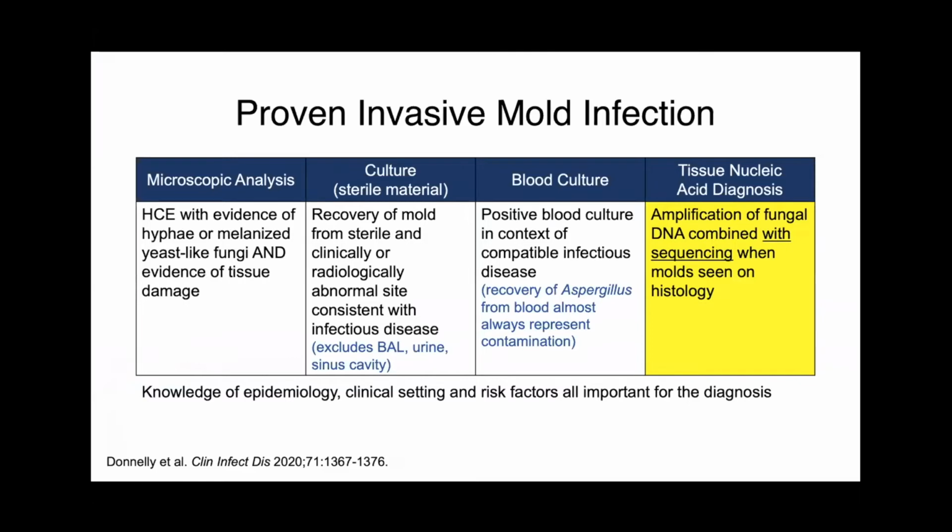Now, here are the EORTC, MSGERC criteria for proven disease by invasive molds. One of the criteria that's included is the amplification of nucleic acid in tissue with sequencing when molds are seen on histology.